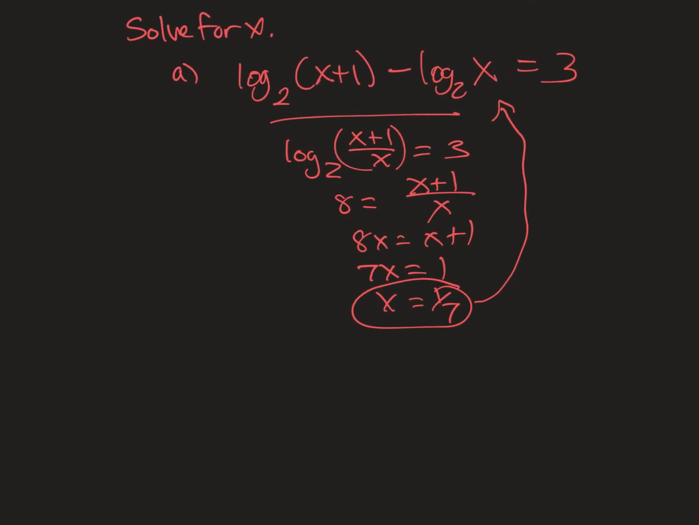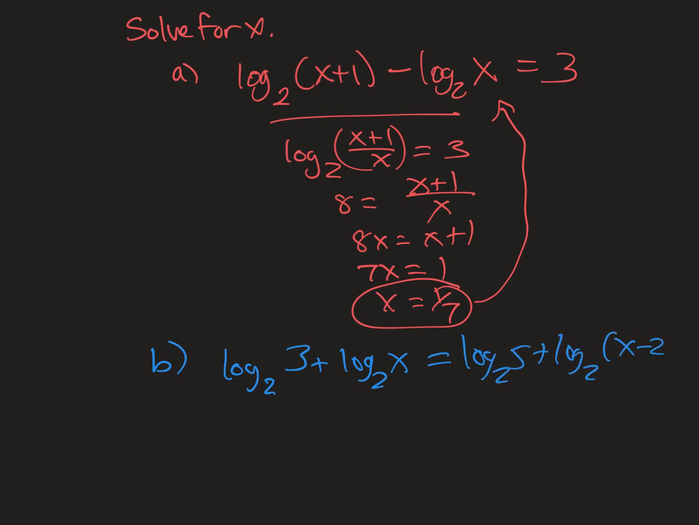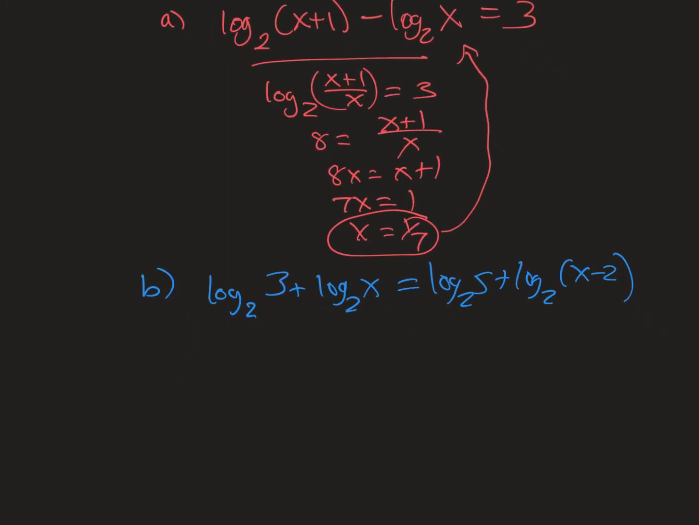Something similar would be, what about if I said something like this? Log base 2 of 3 plus log base 2 of x equals log base 2 of 5 plus log base 2 of x minus 2. I've got logs everywhere. What do I do here? Well, kind of the same idea. The only thing I can really see to do is on the left side, that's separate logs. Let's make it into a single log.